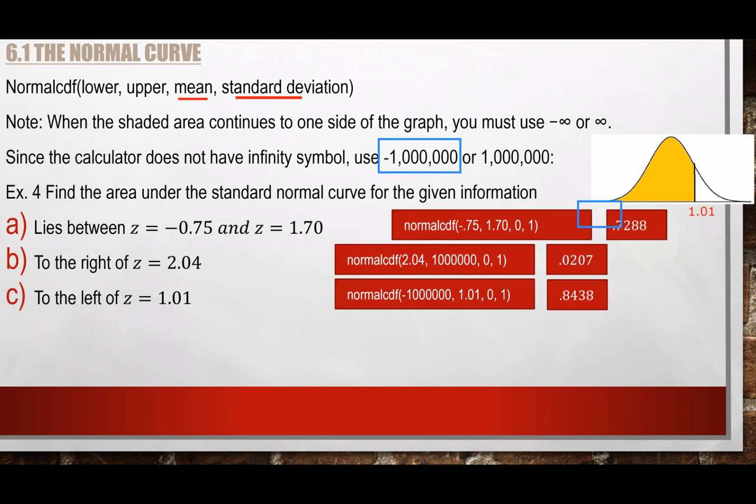So here, a question, let me ask you guys, any question between A, B, or C here? Any question on how to utilize your calculator to find this answer that we have here?